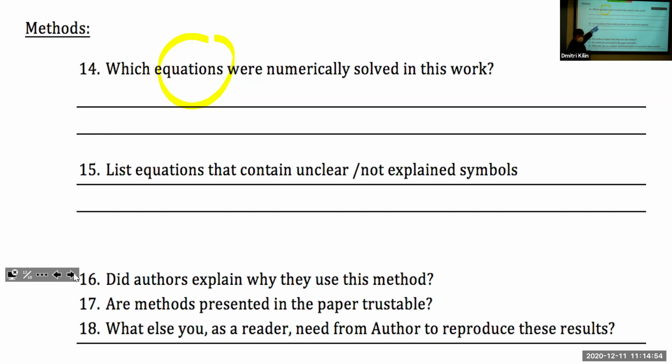Mark if there are some equations where symbols are not explained. It's a standard thing that young researchers, including myself, do: put an equation and then let the reader guess what the symbols are. So each symbol should be explained. And some comments on why a specific method is chosen, can one trust this method? And anything else as a reader you might want from the author to reproduce it.